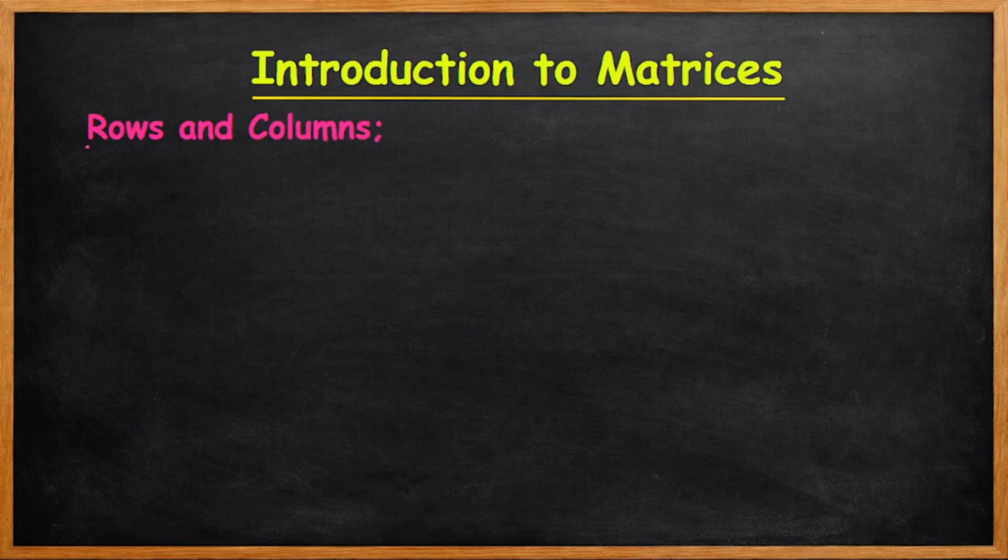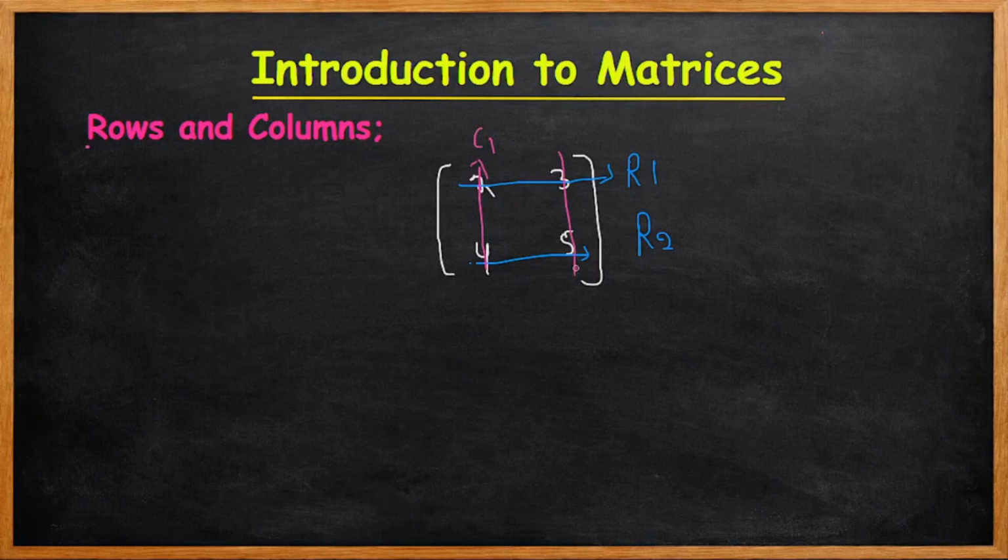Rows and columns in matrices. The horizontal lines in a matrix are called rows, while the vertical lines in a matrix are called columns. For example, this is a matrix: [2, 3, 4, 5]. These horizontal lines are called rows. This is the first row, we call it row 1, and this is the second row, row 2. This is the first column, column 1, and this is the second column, column 2.